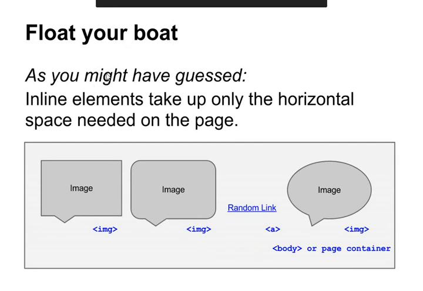Now let's look at inline level elements. As you might have guessed, inline level elements only take up the space needed on the page. So if I have two image elements, a random link, and another image element in my HTML code, if the space on the page permits, they're all going to line up one after the other. So inline level elements only take up the horizontal space needed on the page.